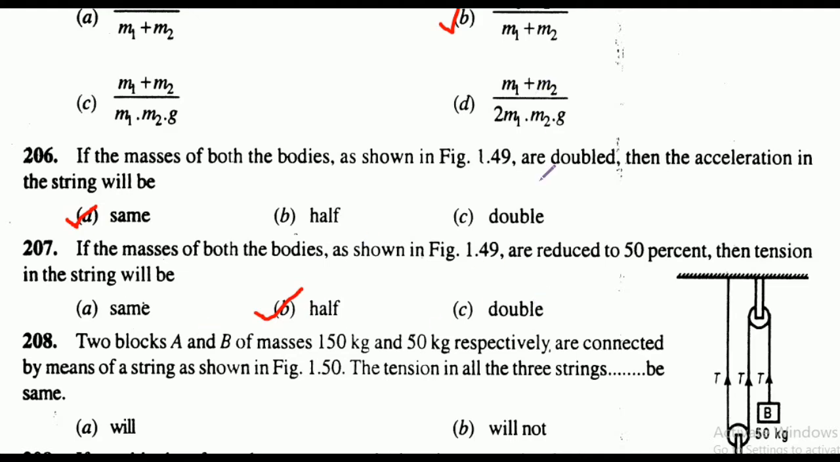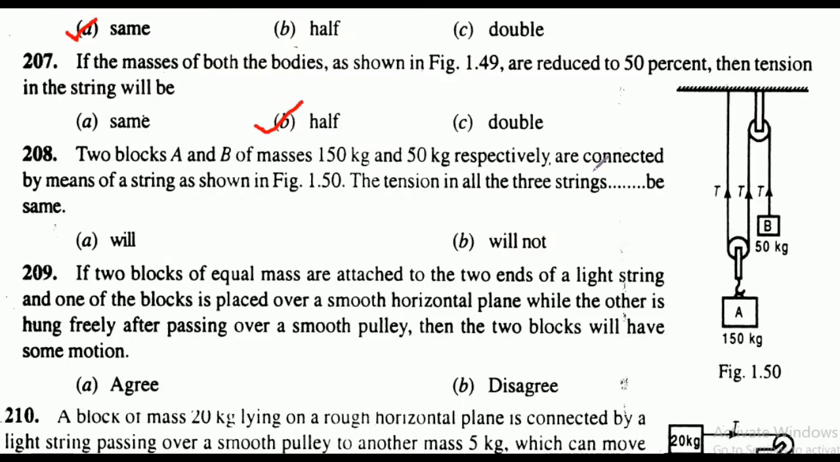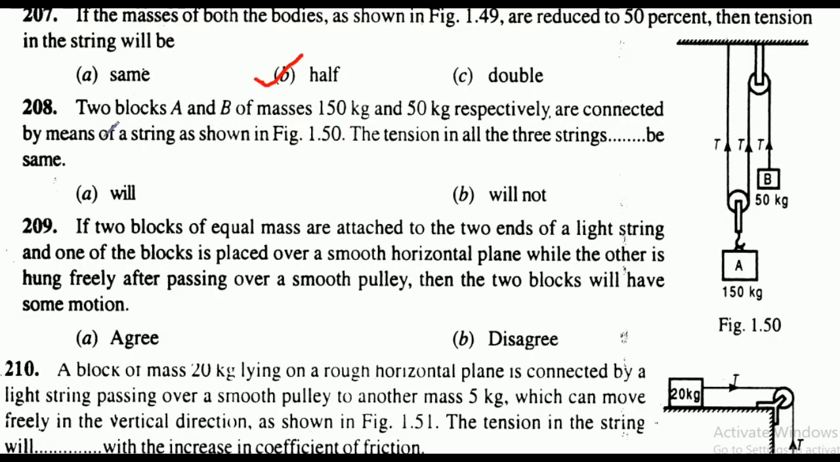Next is question 208. Here two blocks A and B of masses 150 kg and 50 kg respectively are connected by means of string as shown in figure. This is the figure. The tension in all the three strings dash be same. Options are will or will not. So here friends, the correct answer is option A, that is will be same.